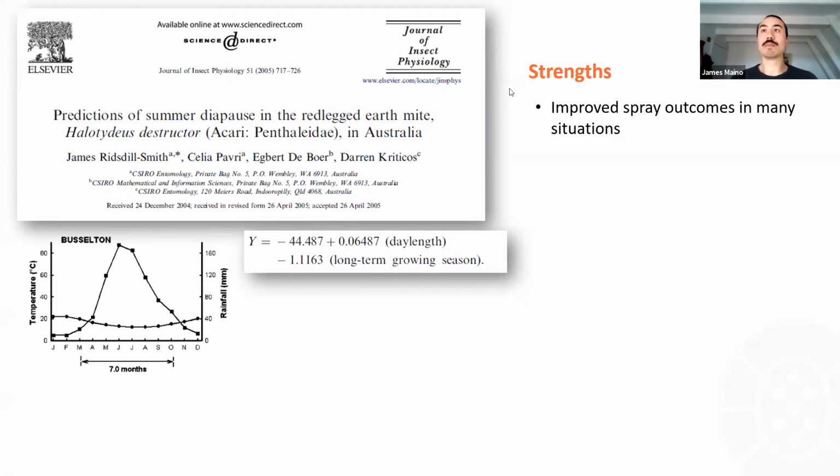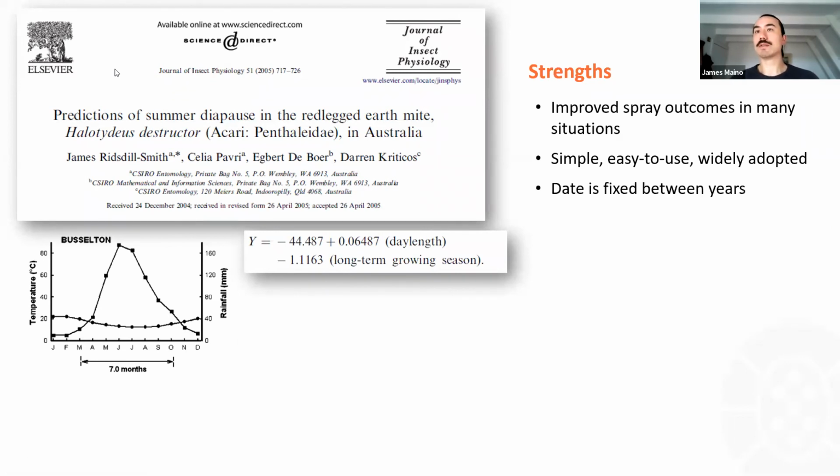It improves spray outcomes in many situations. It's been demonstrated in a variety of different scientific publications. It's simple, it's easy to use, and it's been widely adopted by growers and producers. The date is fixed between years, which makes it easy to remember. But this also causes some weaknesses.